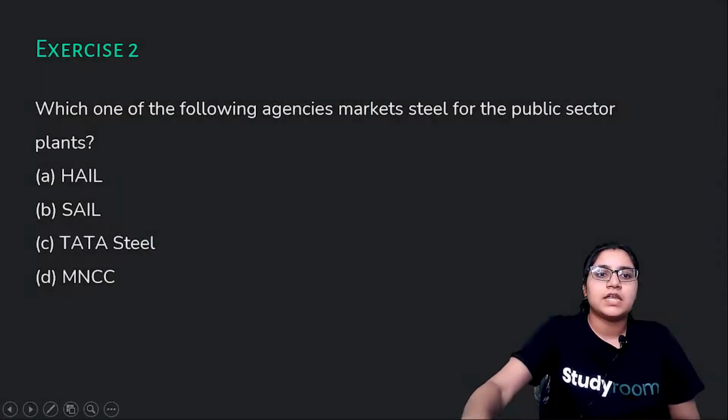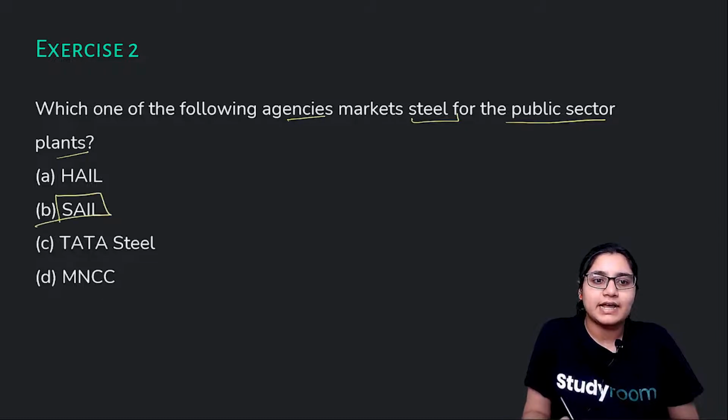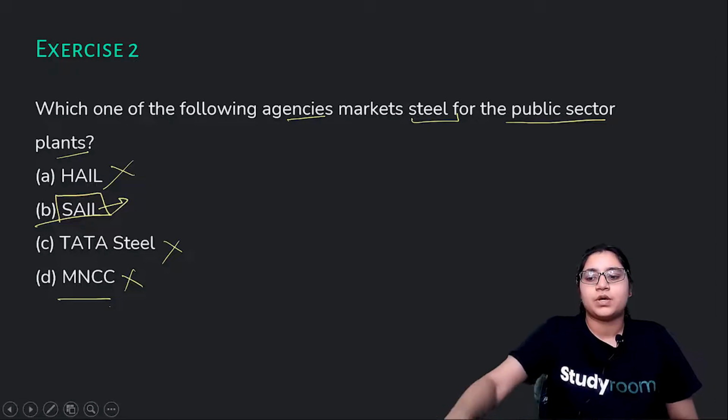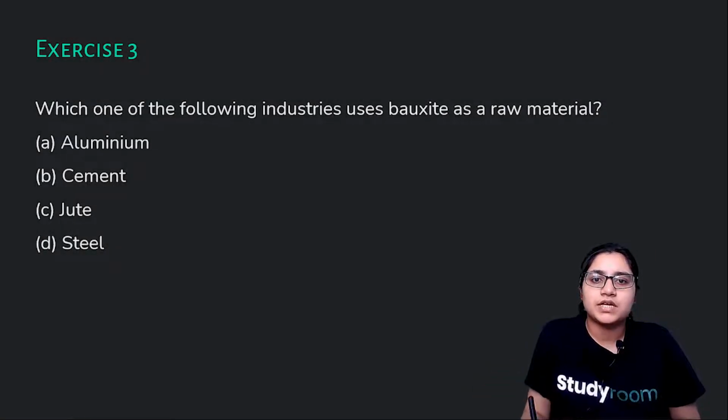Alright. Then we have the second question. Which one of the following agencies markets steel for the public sector plants? The answer is SAIL. Not HAIL, not Tata Steel, not multinational companies and all. It is SAIL. Now, which one of the following industries use bauxite as a raw material? We have already discussed it in the slides. That is aluminium.